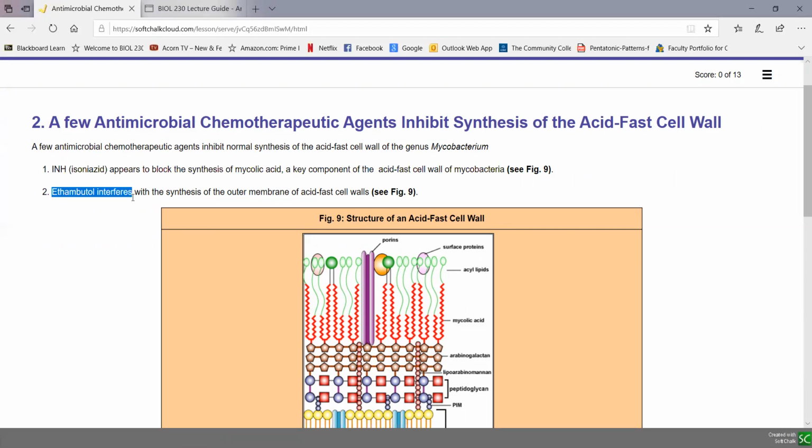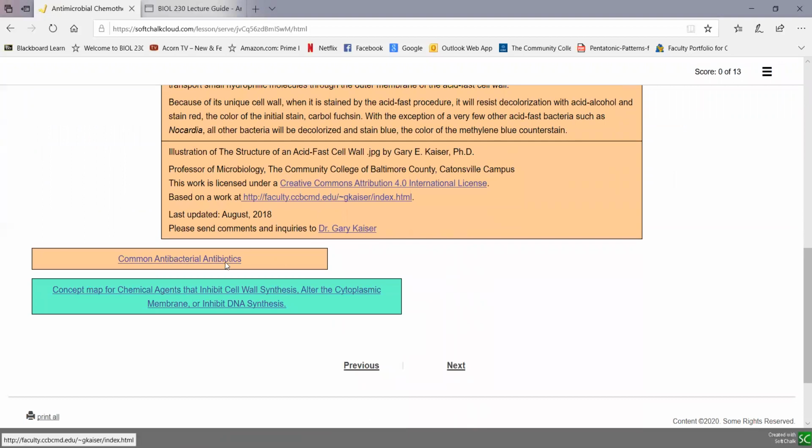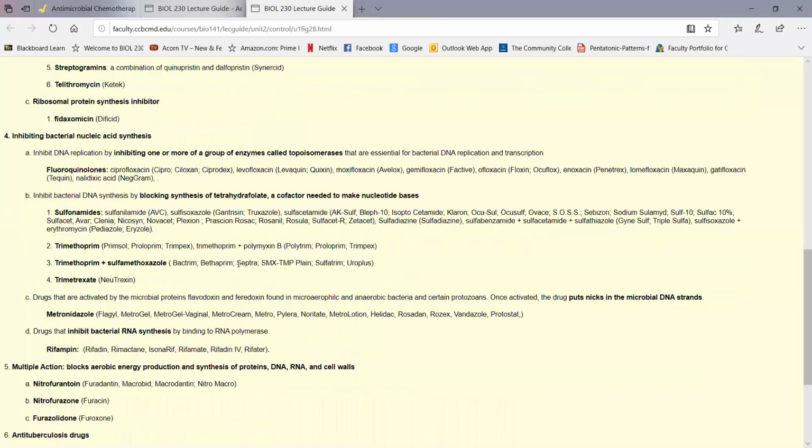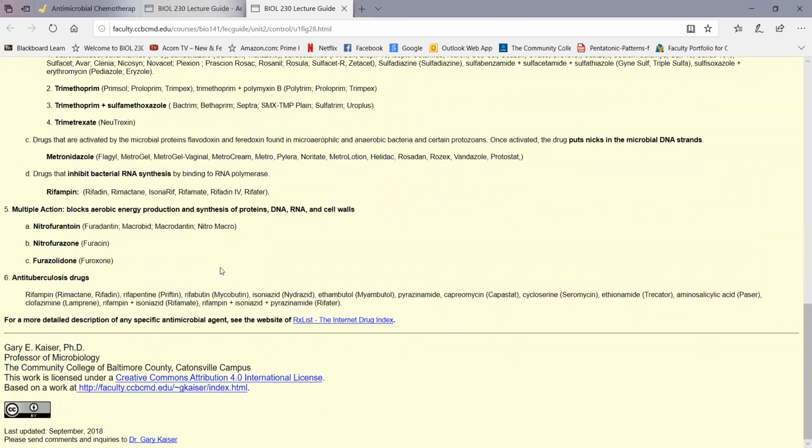And then ethambutol, another anti-tuberculosis drug, also interferes with the synthesis of some of the lipids in the outer membrane. And the anti-tuberculosis drugs in our table here are down at the very bottom. Notice all the antibiotics we have against most of the common bacteria. And then down here we have the anti-tuberculosis drugs, just a small list, because most of the antibiotics, remember, won't enter the acid-fast cell wall. So we only have a few drugs really effective against Mycobacterium tuberculosis. So these are quite narrow spectrum.